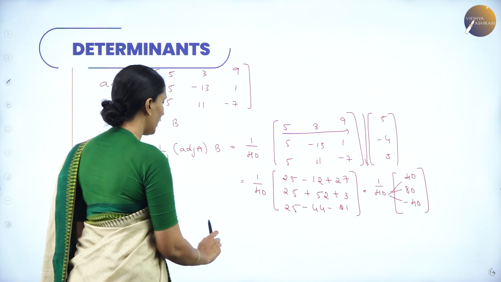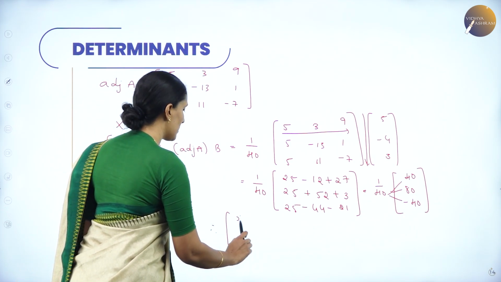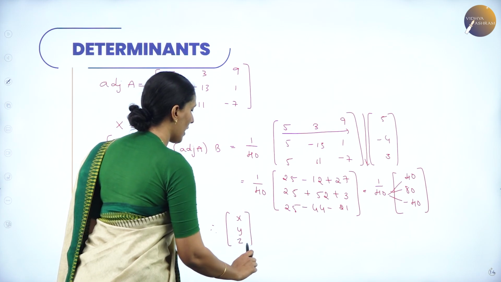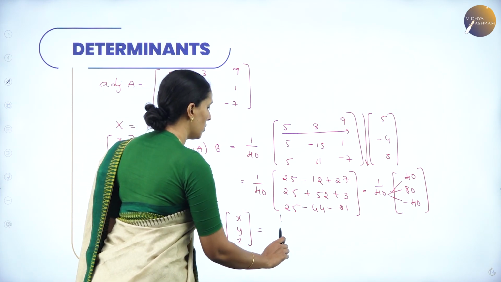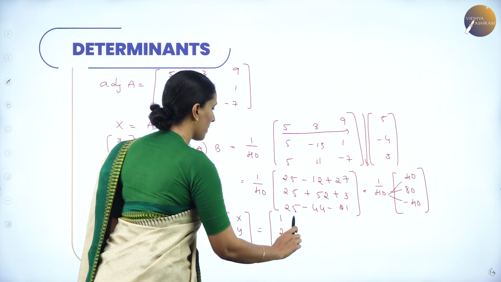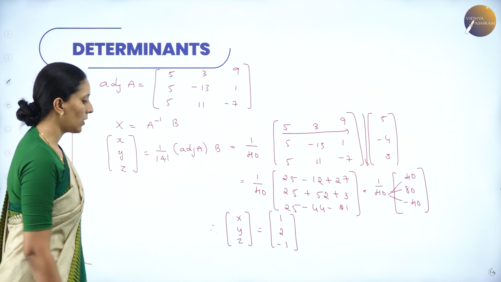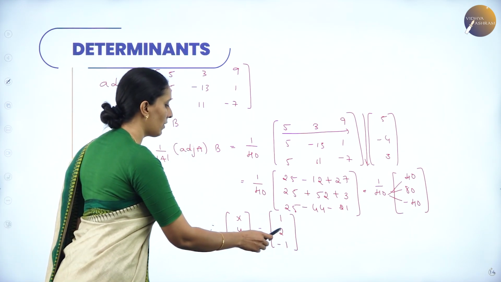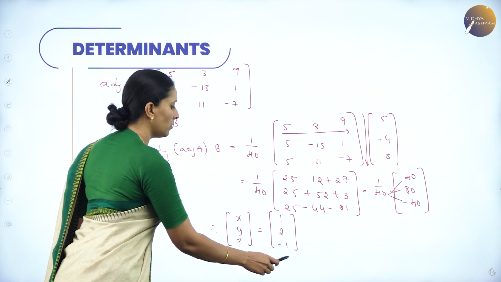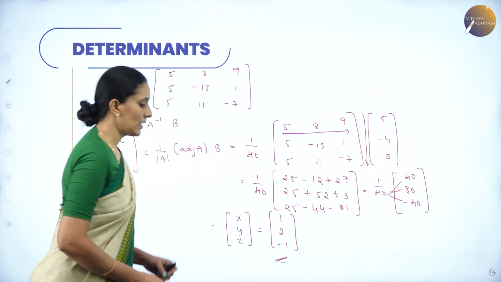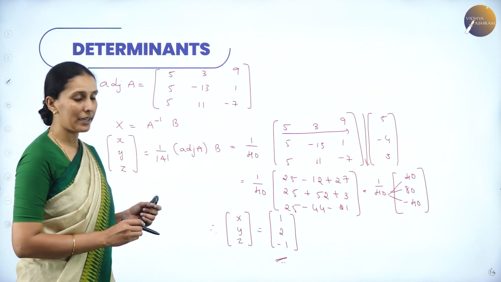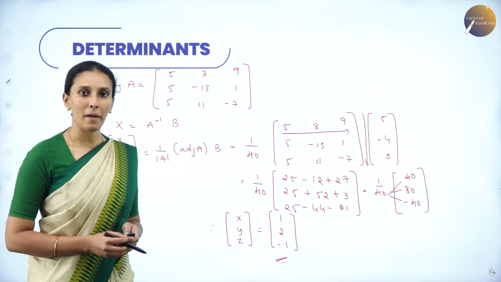Then finally, we'll get the values x, y, z as 1, 2, minus 1. So clearly, x is equal to 1, y is equal to 2, and z is equal to minus 1. So this type of solving the simultaneous equations is called the matrix method.